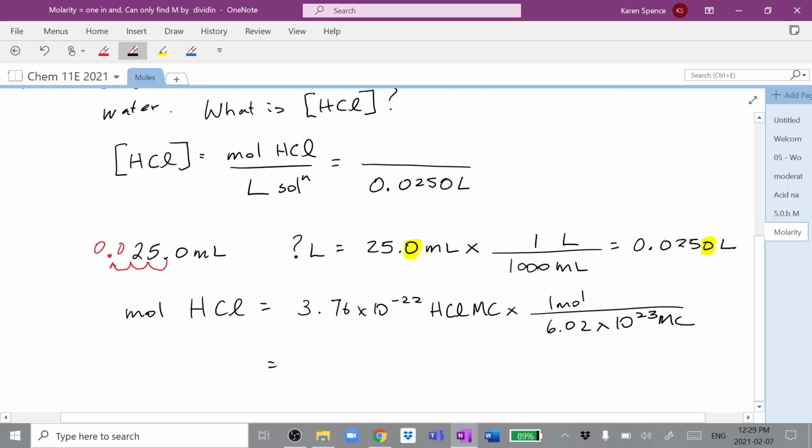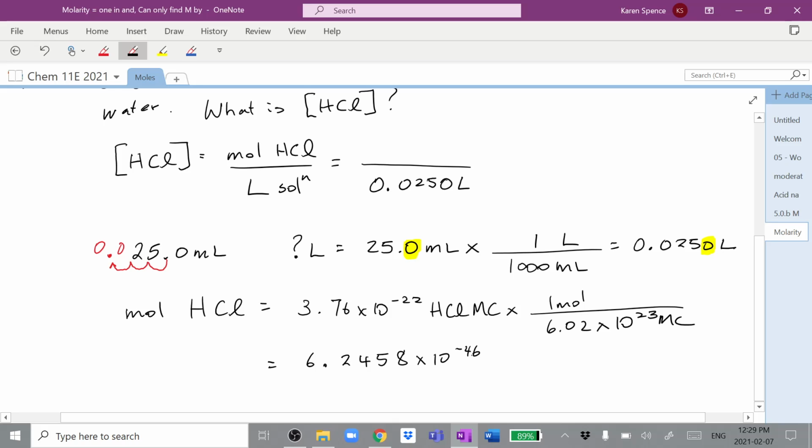And we get, just finding my calculator here. 3.76 e 22 divided by 6.02 e 23 equals, and we get 6.2458 times 10 to the negative 46.